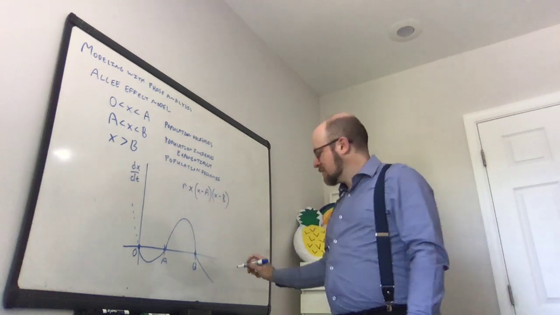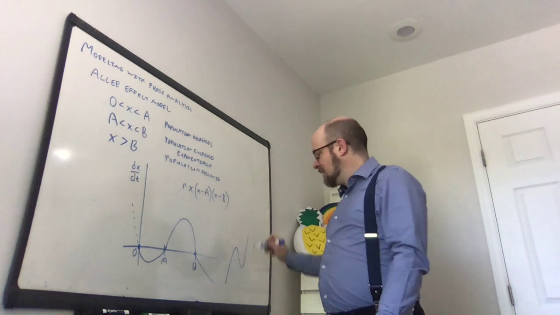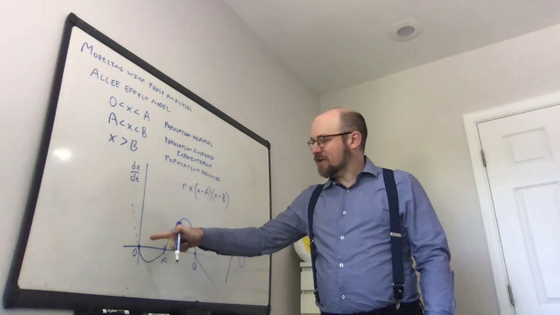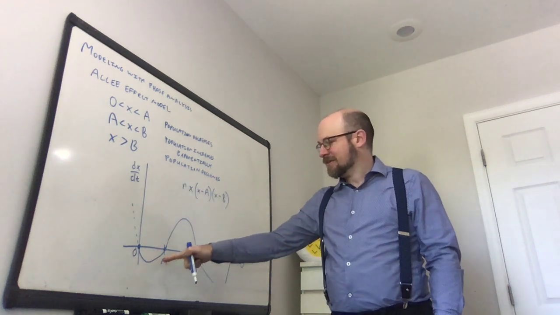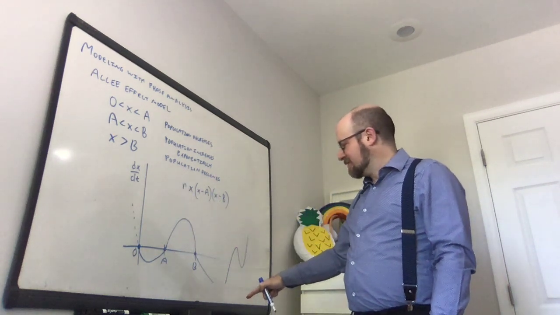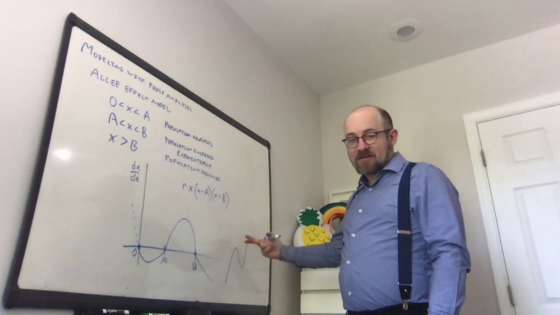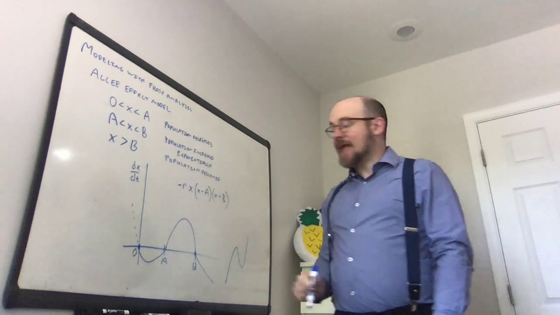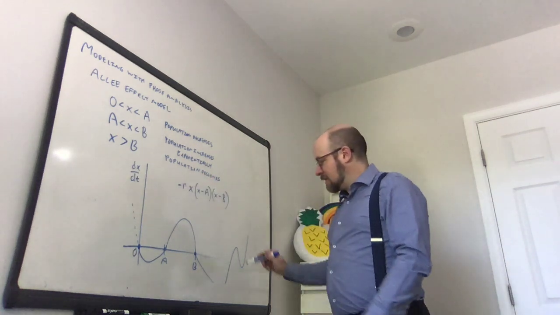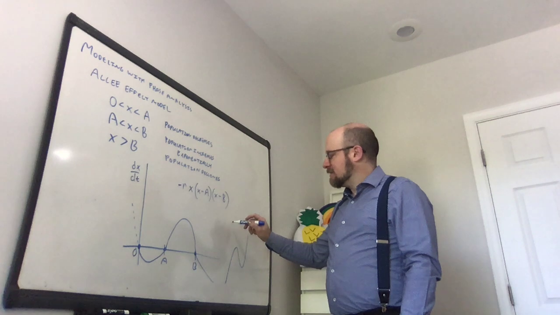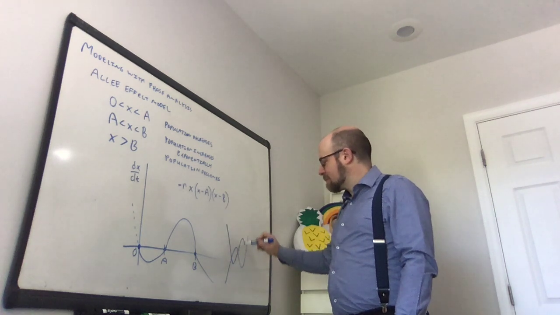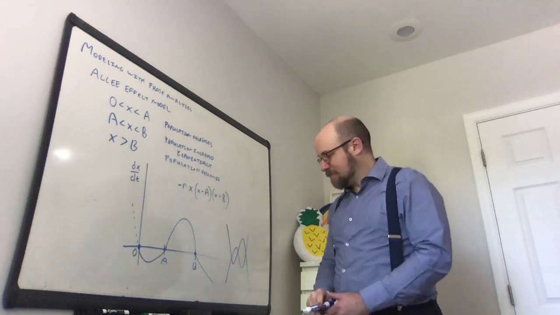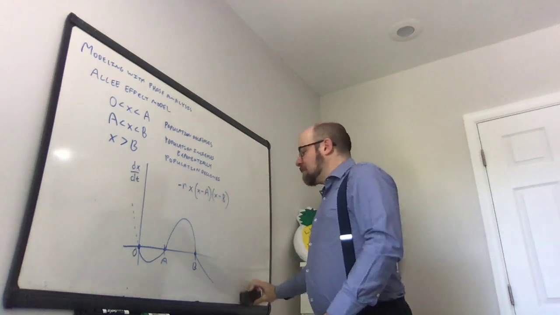So r is a positive number. Rx cubed is going to give you a graph that looks something like this, okay? So it's going to increase over here, whereas this one decreases, then increases, then decreases. In order to get the one that we want, we have to flip it over. So negative rx times x minus a times x minus b will flip this, right? And so then we have something that decreases, then increases, then decreases, okay? But this is the Allee effect model.